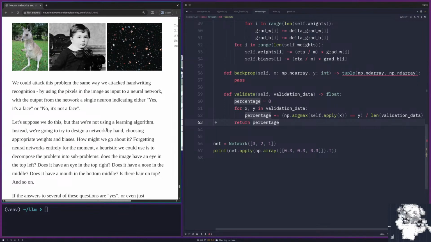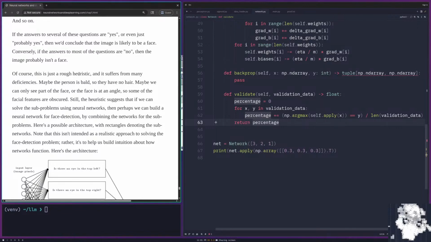Forgetting neural networks entirely for a moment, a heuristic we can use is to decompose the problem into subproblems. Does the image have an eye in the top left? Does it have an eye in the top right? Does it have a nose in the middle? Does it have a mouth in the bottom middle? Is there hair on top? And so on. If the answer to several of these questions are yes, or even just probably yes, then we'd conclude that the image is likely to be a face. Conversely, if the answers to most of the questions are no, then the image probably isn't a face.